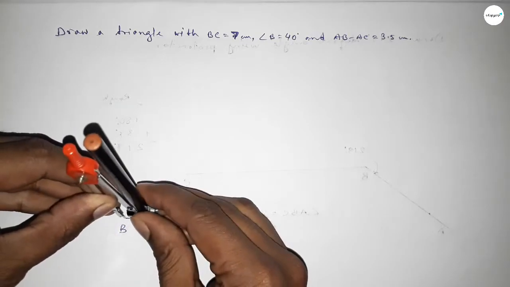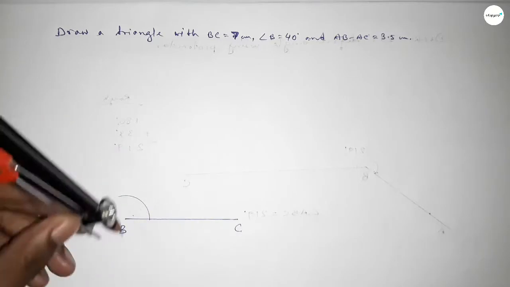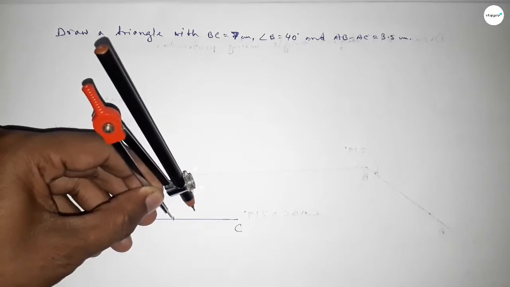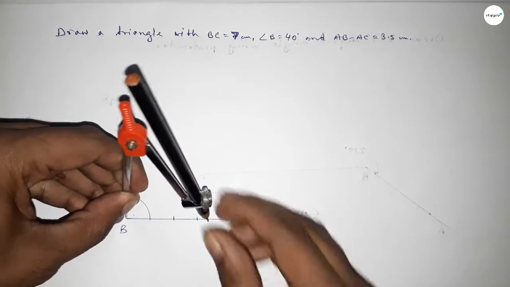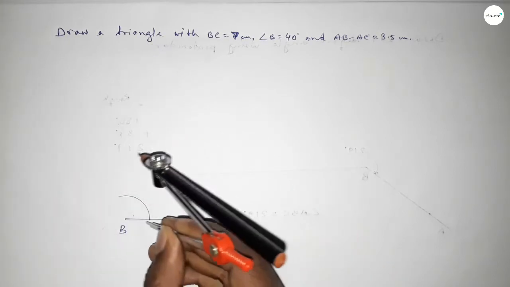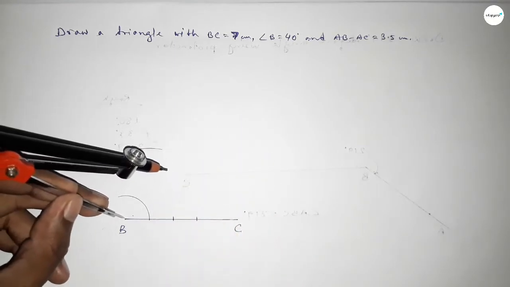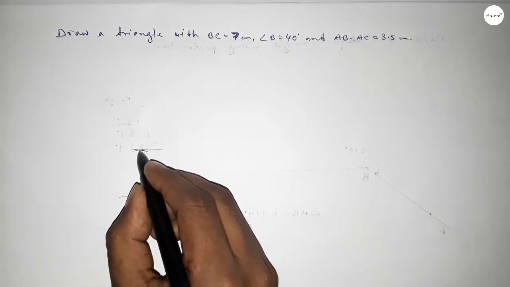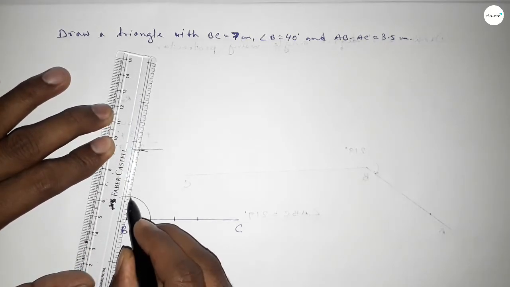So putting the compass on the point B and drawing an arc this way, with the same length putting the compass here and cut here, putting the compass here and cut here. Now taking the length from B to this point and putting the compass on the point here and drawing an arc again with the same length, and putting the compass on the point B and cut here. So both the curves intersect at a point. Now joining this to get an 80 degree angle.